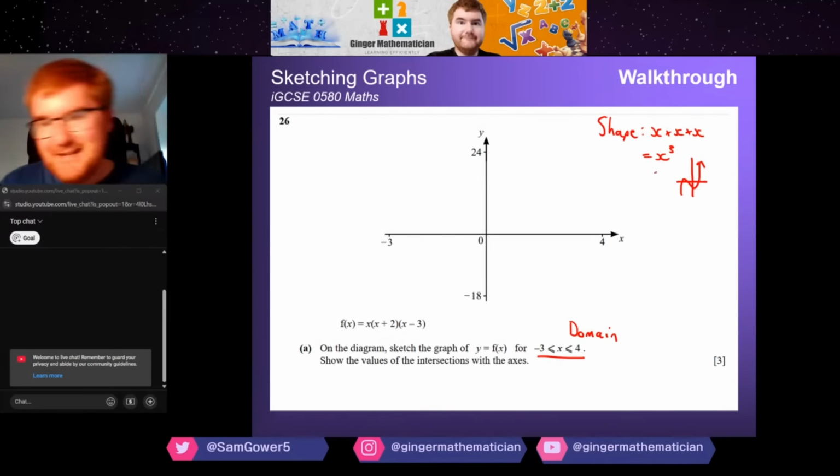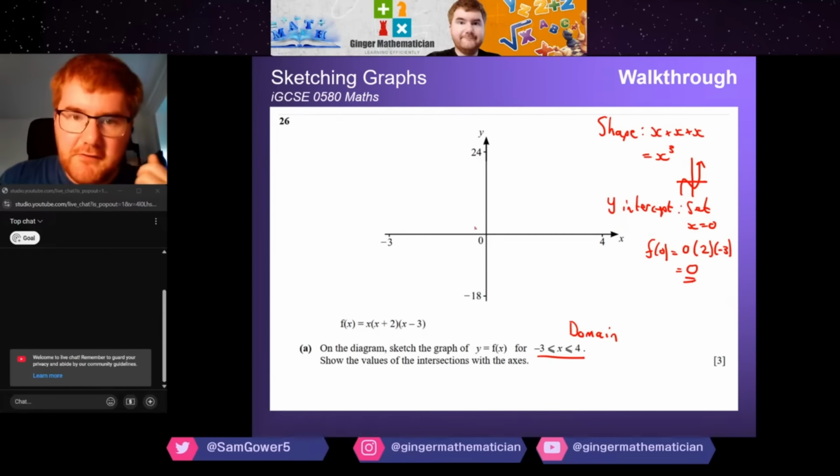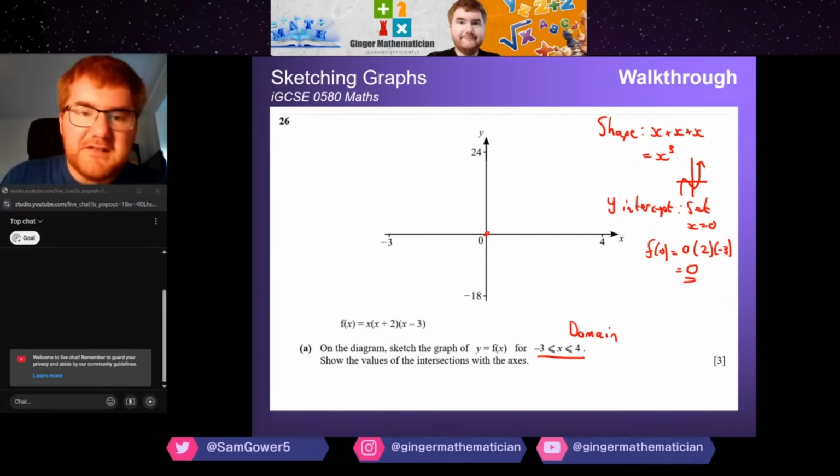What do we look for next? Equate each to 0, find x roots. Yes. Again, try and systematize this. So first, next thing would be y-intercept. This will be the next thing I do, and that means set x to 0. If x is equal to 0, using the f notation, which is fine, so 0 times 2 times minus 3. Remember, anything times by 0 is just 0. So we know it's going to go through 0, 0, just like the example we did before.